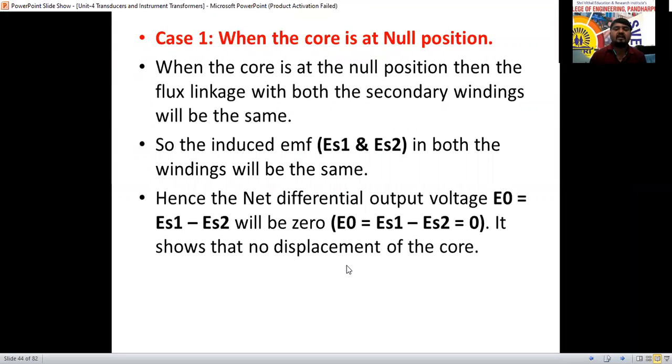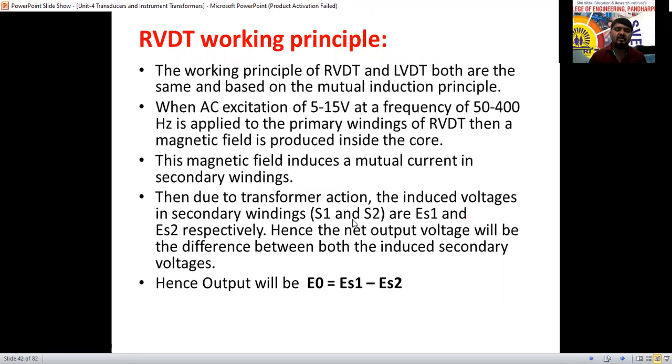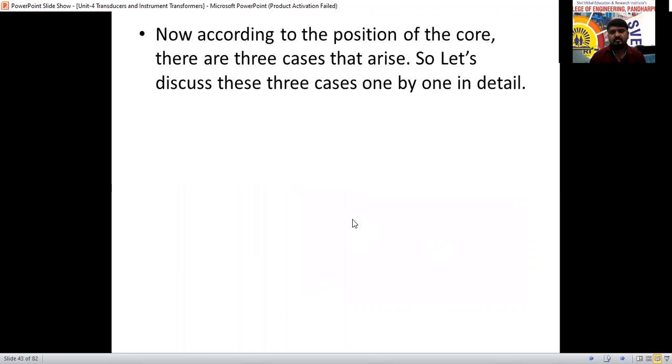When the core is at null position, see this diagram. It is equally connected; some flux linkage is connected to S1 and some to S2. The core is at the center of both the secondary windings S1 and S2. Yes or no? The core is at center now. Yes, sir. So on that condition, the flux linkage between S1 and S2 will be the same.